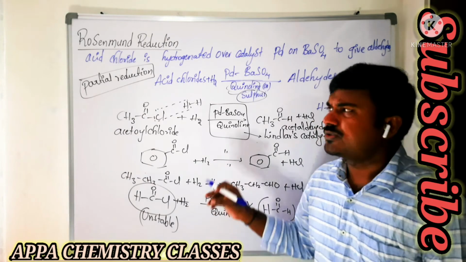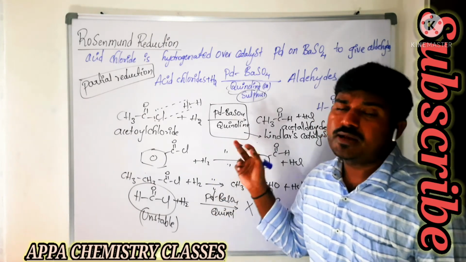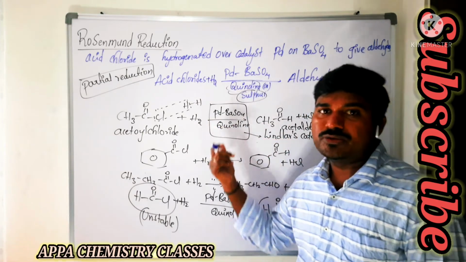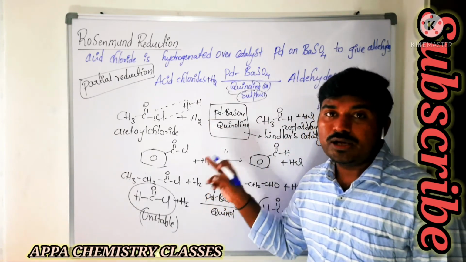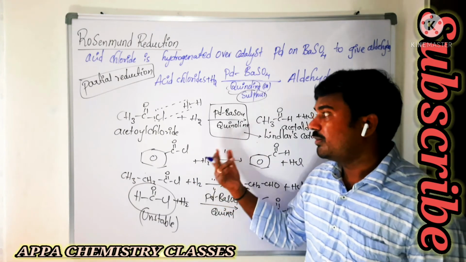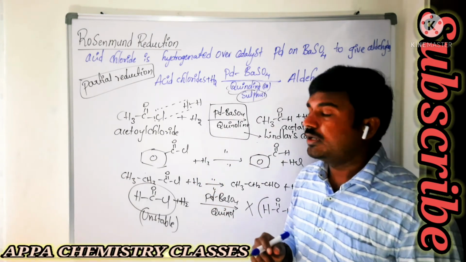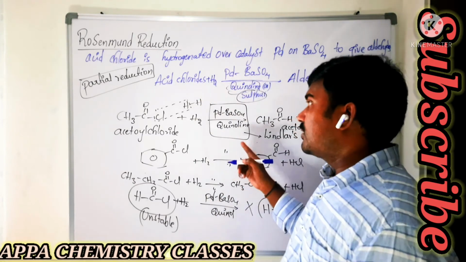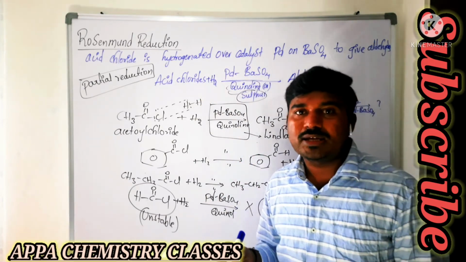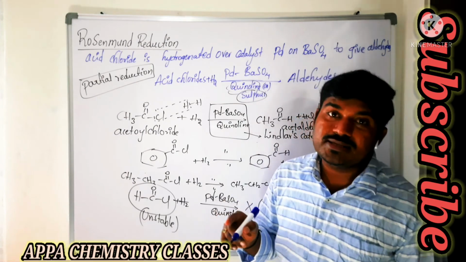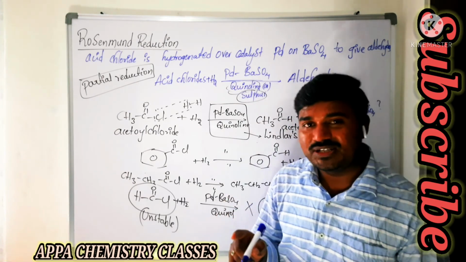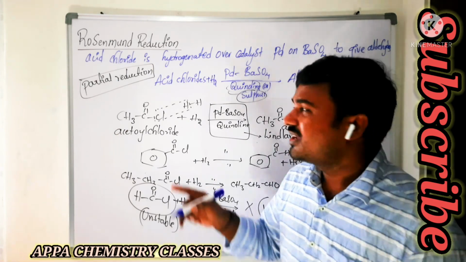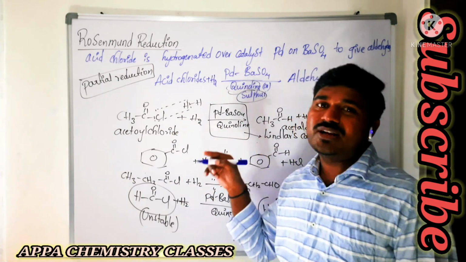Is that clear? It is a simple reaction. The Rosenmund reaction is used to convert acid chloride to aldehyde by using Lindlar's catalyst. Only aldehydes can be prepared, either aromatic or aliphatic aldehydes. It is a partial reduction reaction. Quinoline or sulfur acts as a negative catalyst which reduces the activity of the catalyst. If it is not reduced, the acid chloride will be changed to alcohol.